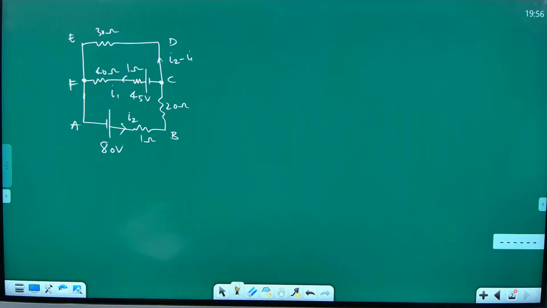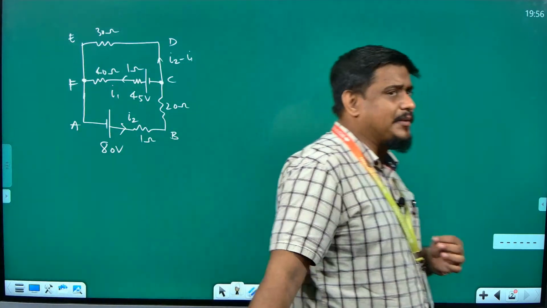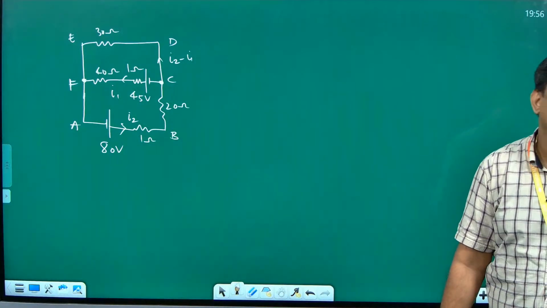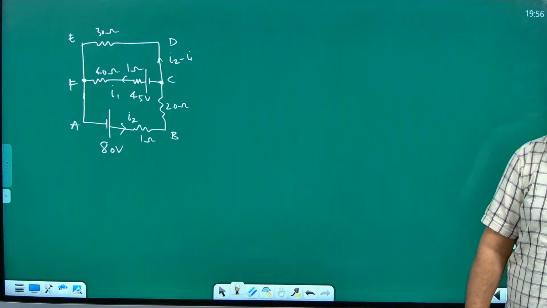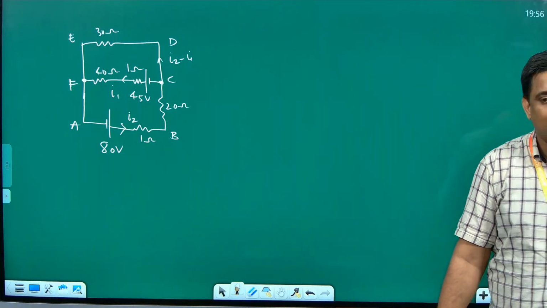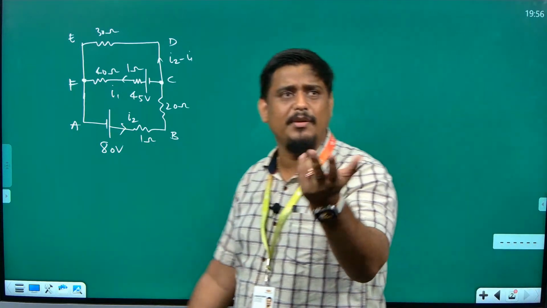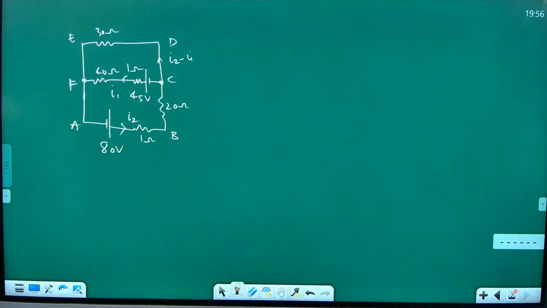Sir, no equation is formed. How can we find the direction, sir? You cannot find by that equation itself. Because junction law has failed, loop law can be used. We'll talk about loop law now. So write the definition.